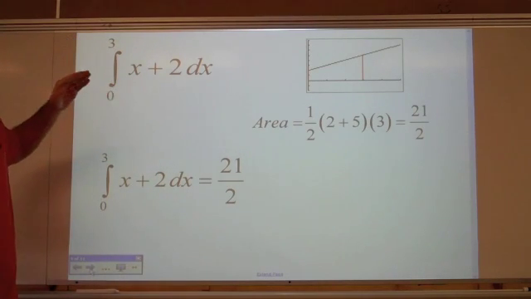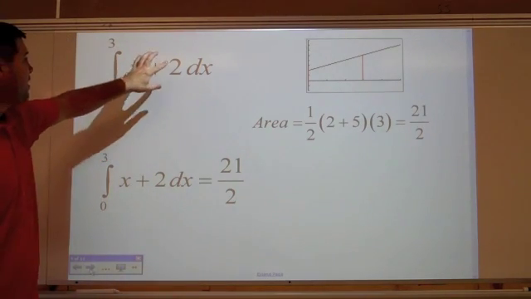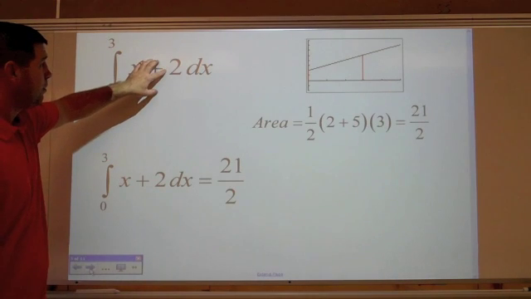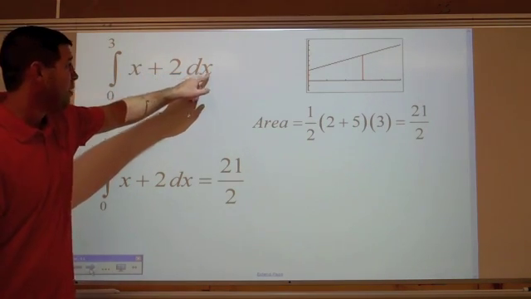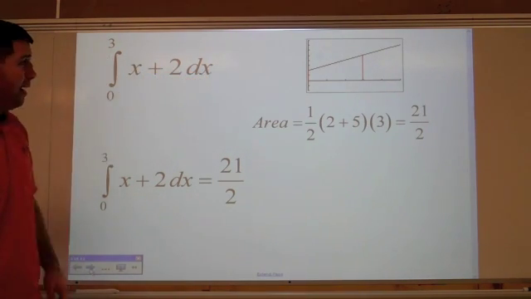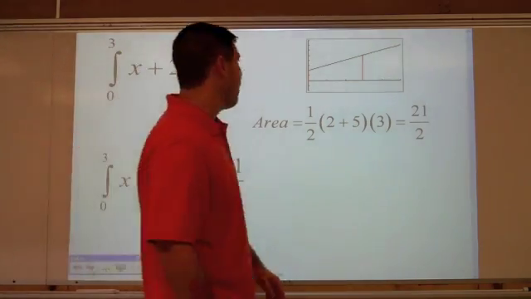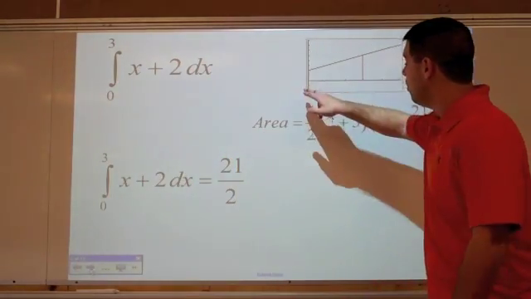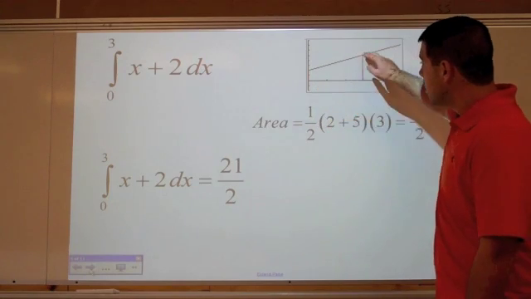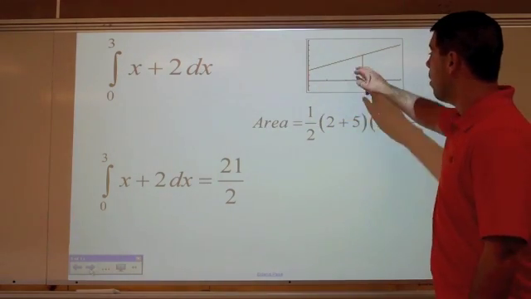Again, area between this curve, x plus 2, and the x-axis from x is 0 to x is 3. So you graph y equals, or f of x equals, x plus 2. Y-intercept of 2, slope of 1. So I'm going up here.